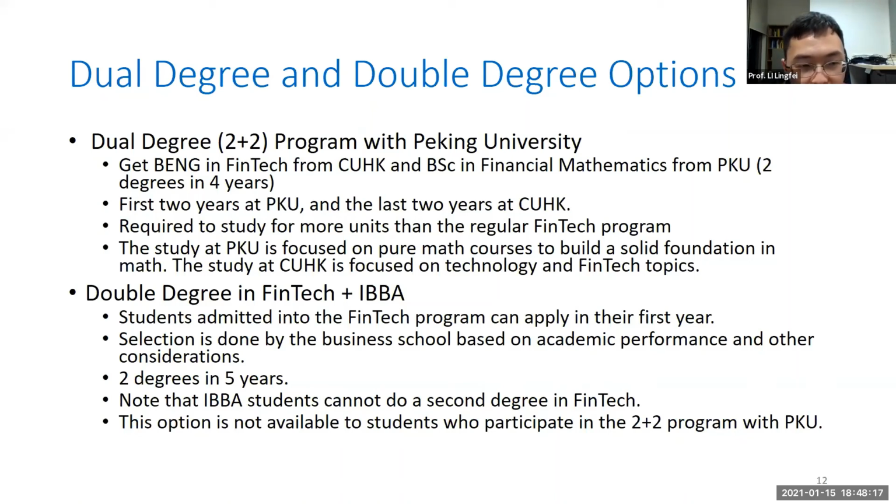And the second double degree option is that you're admitted to FinTech and then you apply to the business school for the IBBA program. Typically, students spend 5 years finishing 2 degrees if they pursue this option.